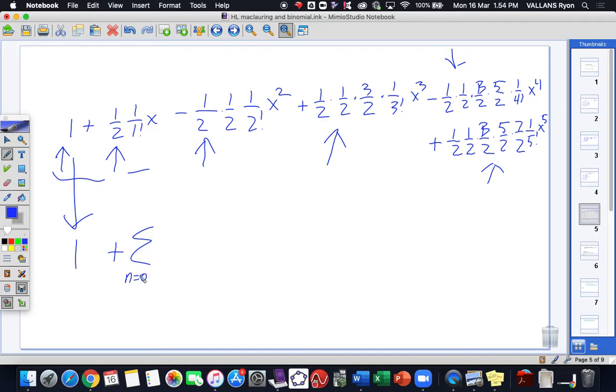Okay? Now, here's where it gets a little bit tricky on this one. For the bottom one, whichever one this is, I got x to the n plus 1. If I do n equals 0, I have to make sure that this is 1, so I need to plug in 0 and get 1. So I get n plus 1. That also gives the bottom as n plus 1 factorial.